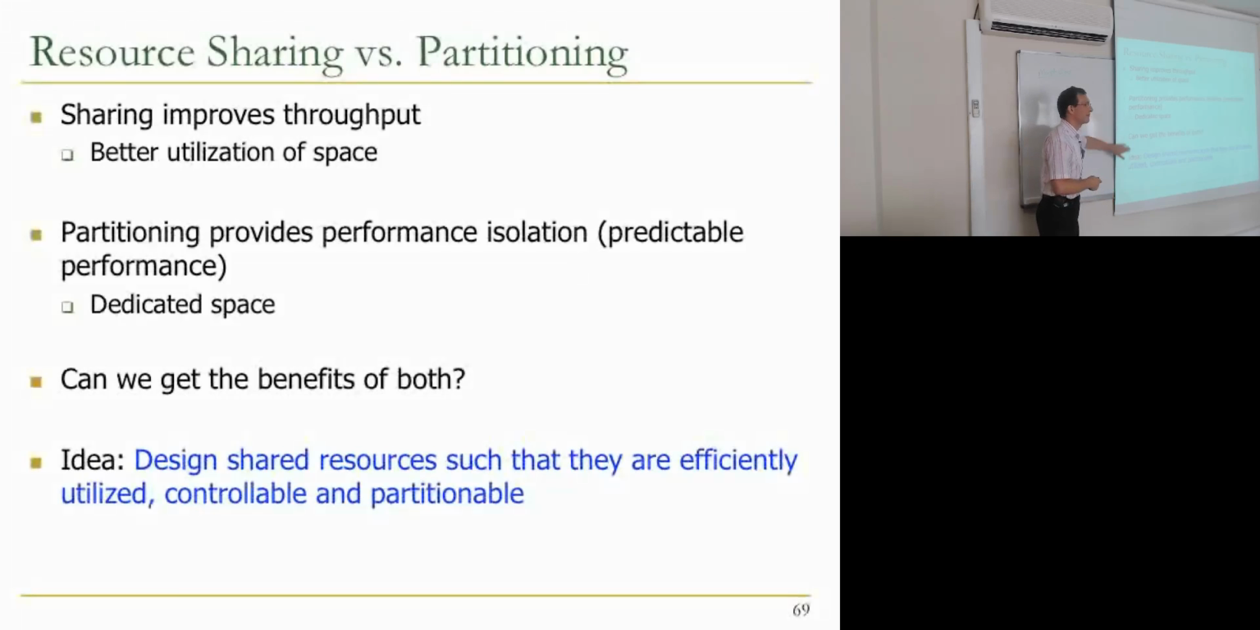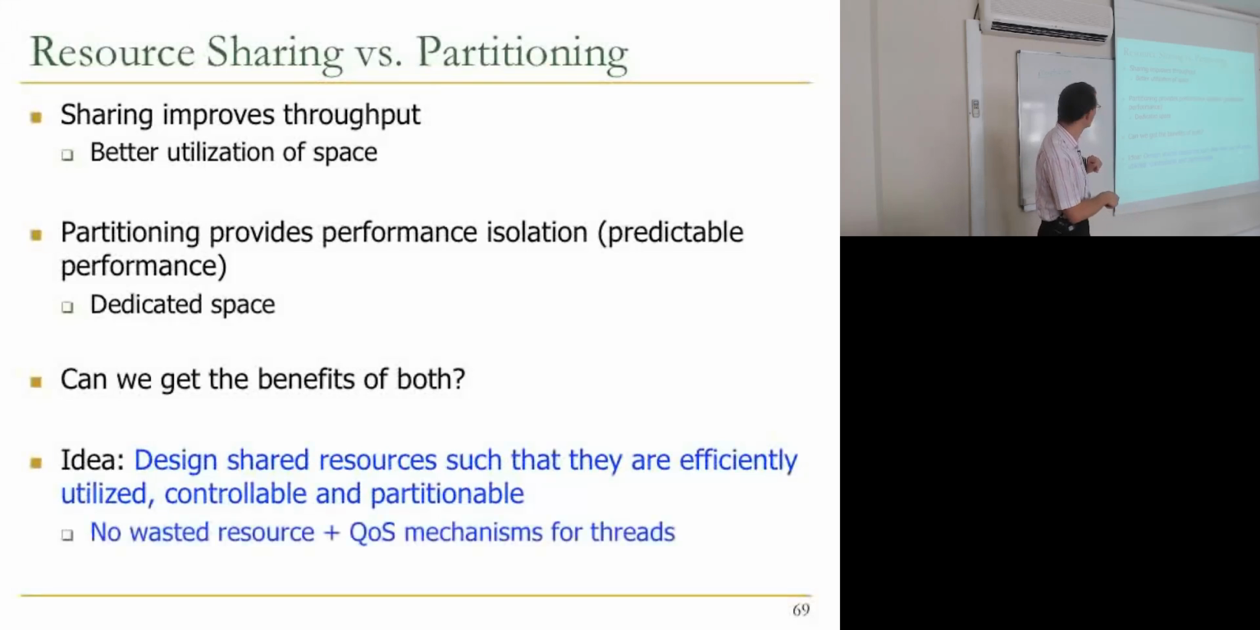And the idea that we will explore is to design shared resources such that they're efficiently utilized, controllable, and partitionable. Now again, efficiently utilized does not necessarily tackle the question of sharing and partitioning. So we'll start with this efficient utilization first, and then go into sharing and partitioning issues. Basically, we would like to ensure two things. One is no wasted resource. If you have a cache space, you want to utilize it very efficiently. You don't want to have a block that's occupying a cache space that's not going to be used. That's what you would like to do ideally, right?